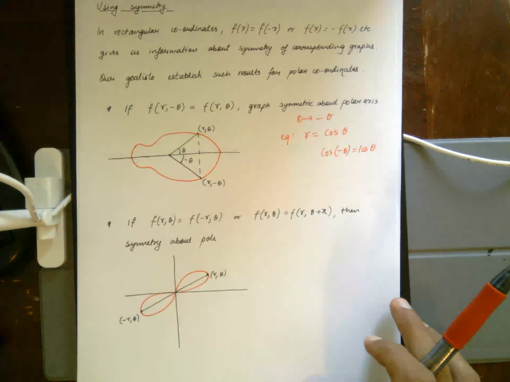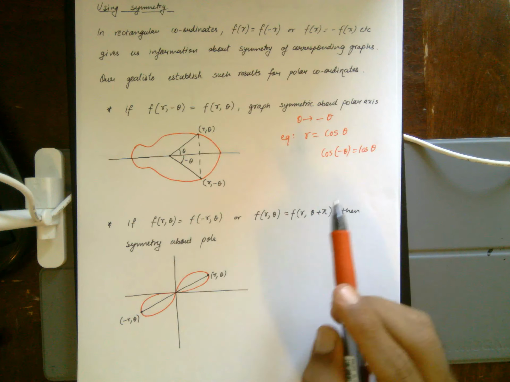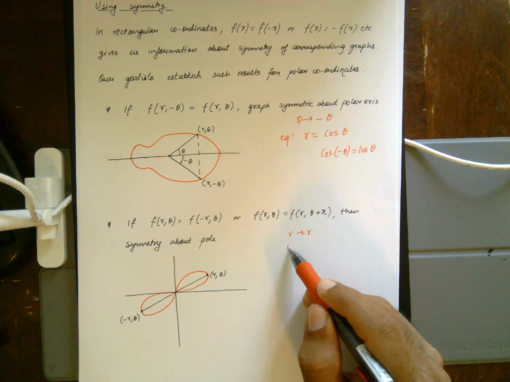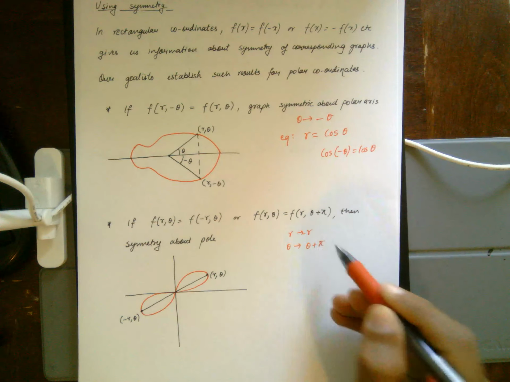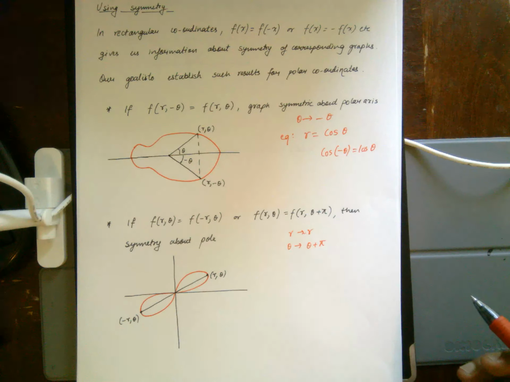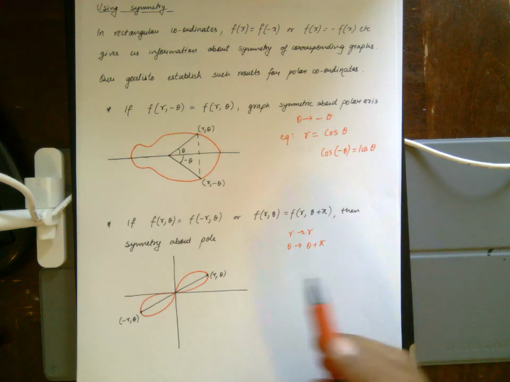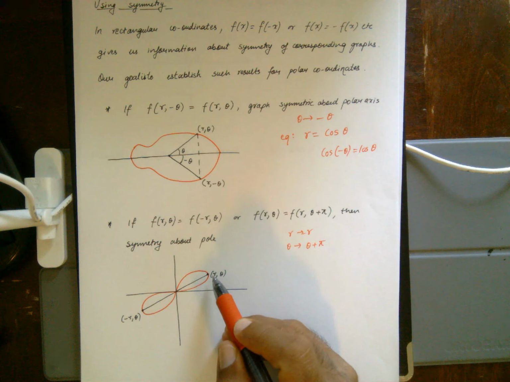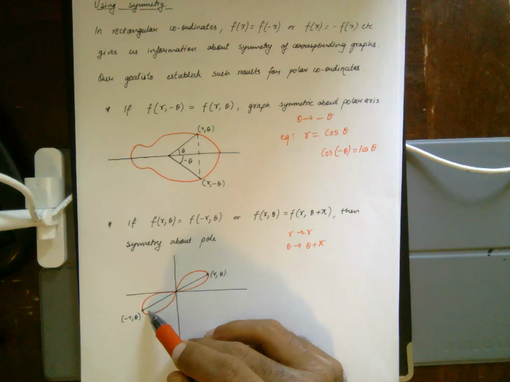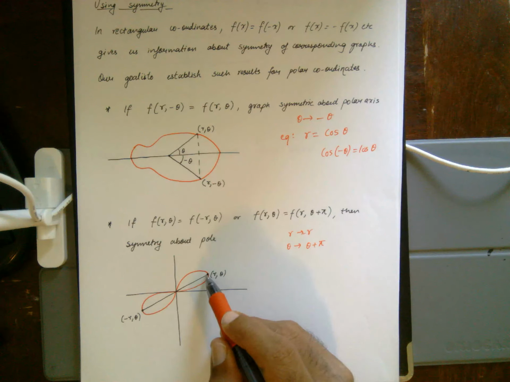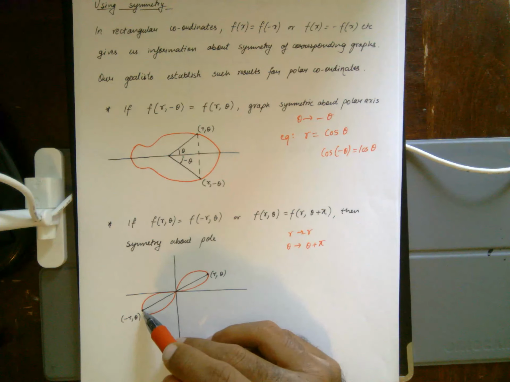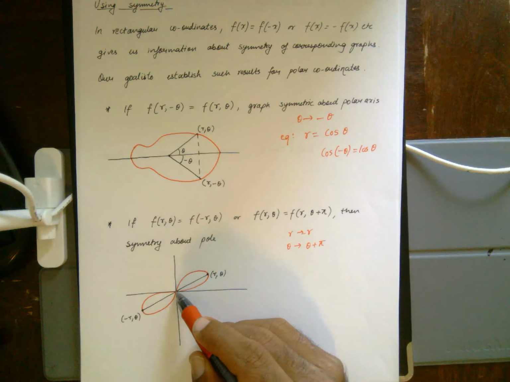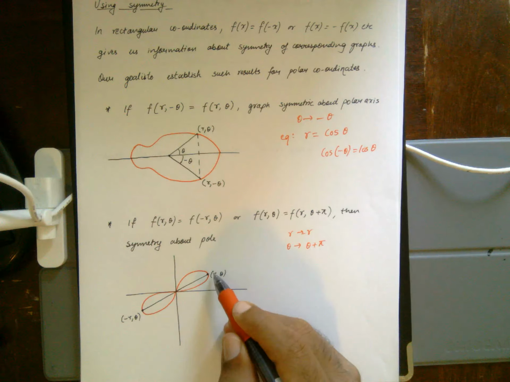The second one is, if I replace r by negative r and I replace theta by theta plus pi, and everything remains unchanged. This means that the point (r, theta) and the point (negative r, theta plus pi), so exactly 180 degrees apart, are the same. This will give me this loopy structure, having a symmetry which is called symmetry about the pole. Pole meaning this origin right here in this case.